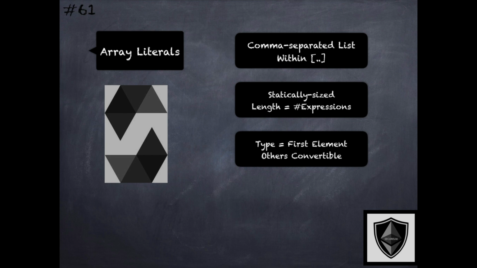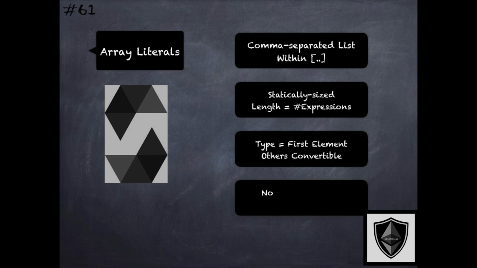The base type of the array is really the type of the first expression on that list, such that all other expressions can be converted to the first expression. If that is not possible, then it is a type error and indicated by Solidity. Fixed size memory arrays cannot be assigned to dynamically sized memory arrays within Solidity. So these are some aspects to be kept in mind when using array literals or when evaluating contracts that have array literals.